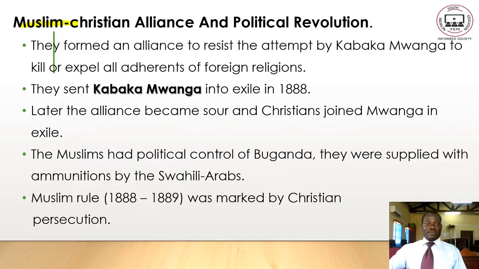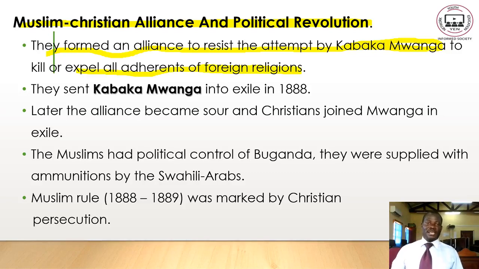Let us look at the Muslim-Christian alliance and political revolution. So the Muslims and the Christians formed an alliance to resist the attempt by Kabaka Mwanga to kill or expel all adherents of foreign religion. So things change. Things really change.